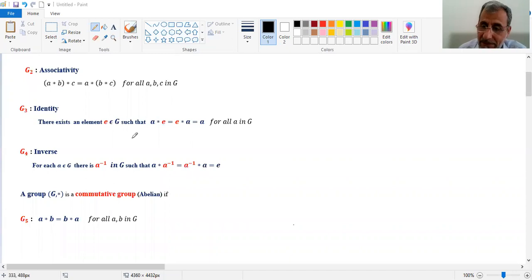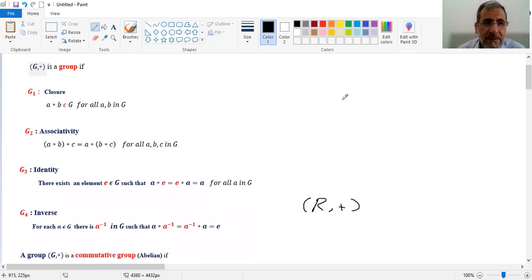Example number one. The set of all real numbers with the binary operation addition. So, property number one, closure: for all real numbers A, B in R, clearly the sum of two real numbers is a real number. The sum of any two numbers is a real number. Clear. The first one exists.